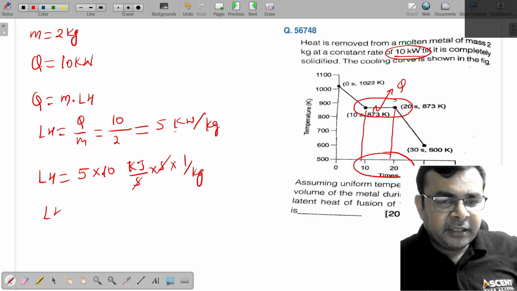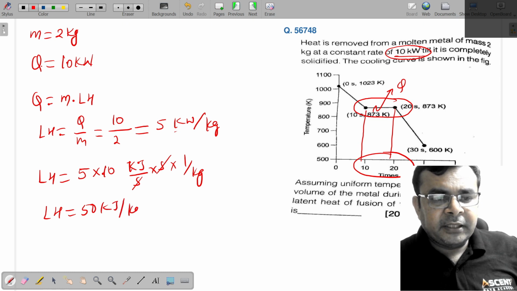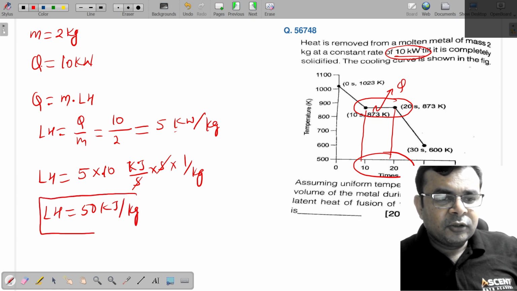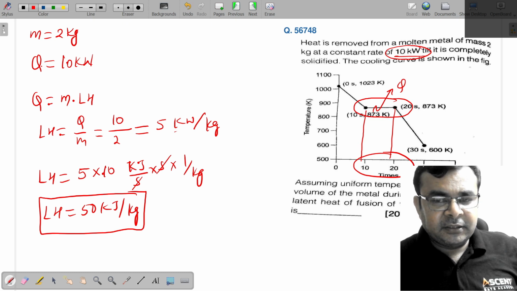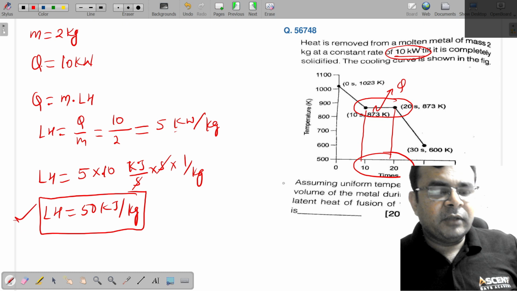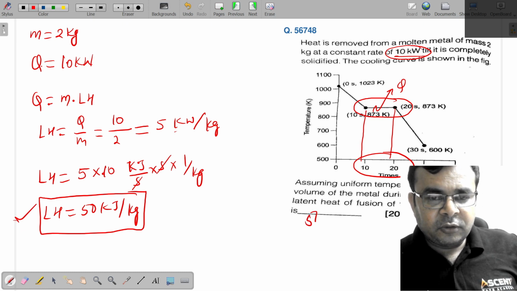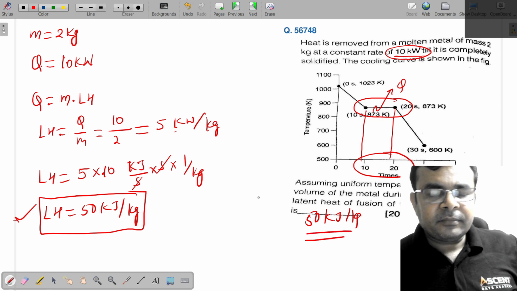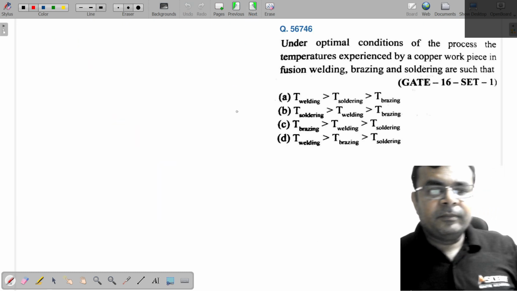So after writing this, you will get 50 kilojoule per kg, and this is the answer. So this is all about unit match. Correct. If you know the units and know how to adjust units, then you will easily solve this question. So the correct answer is 50 kilojoule per kg. This is the right answer.